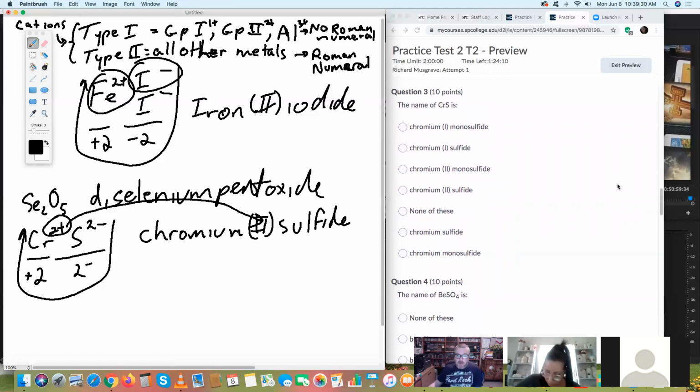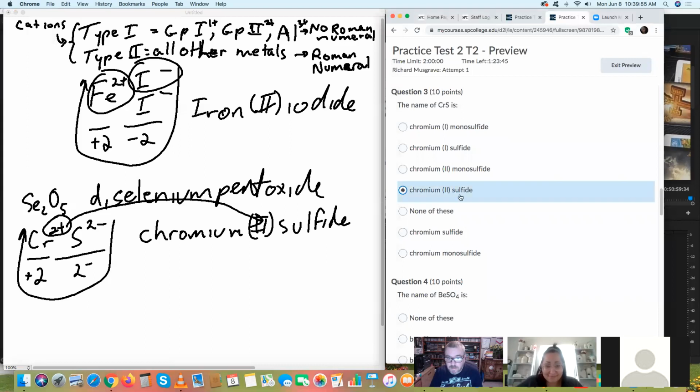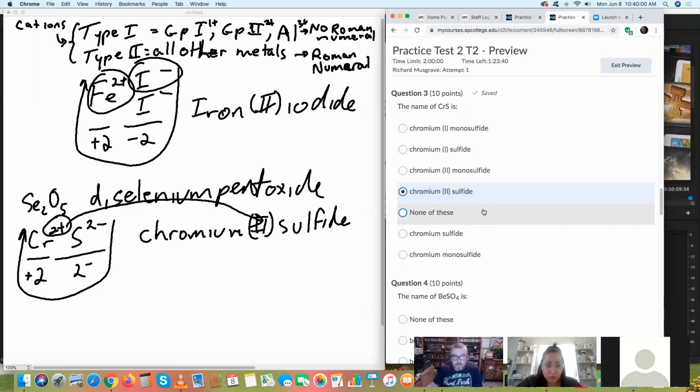So the name there would be chromium(II) sulfide, and you can see it there. It's about the fourth one down. What's that, Anna? You say the name is over there in the question? Yeah, it's here. It's the fourth one down, this one. Right. And specifically the 2, that's based on the charge, right?